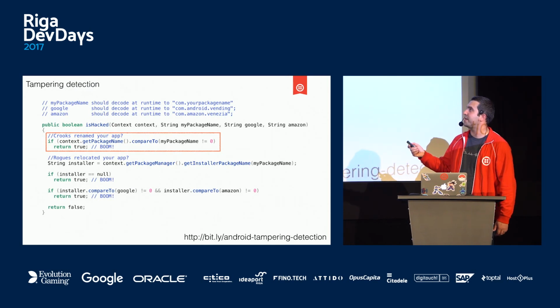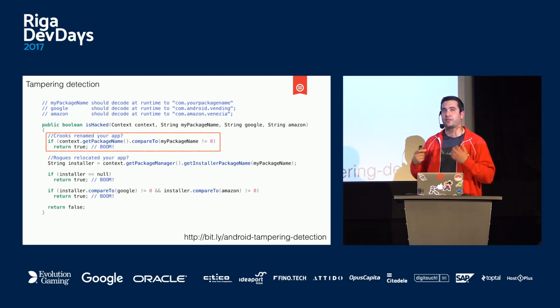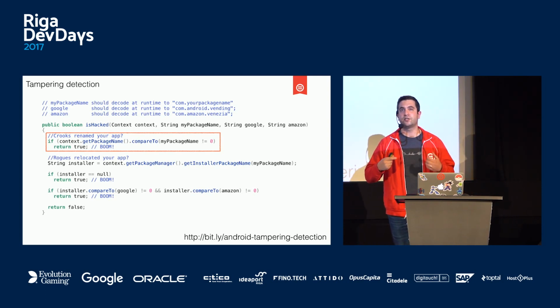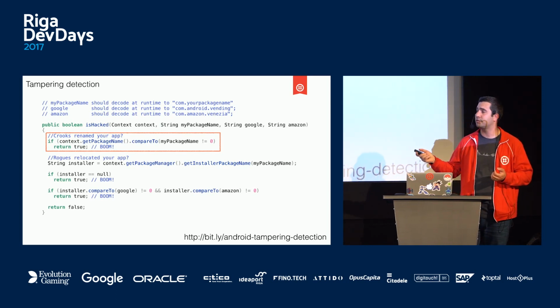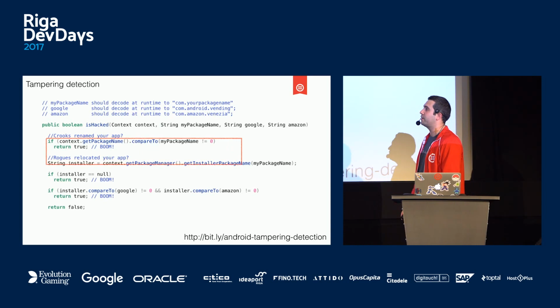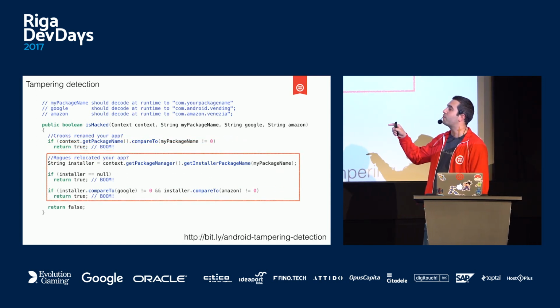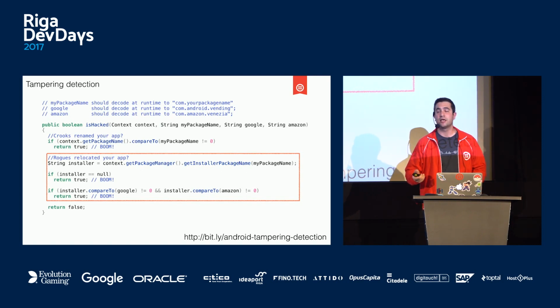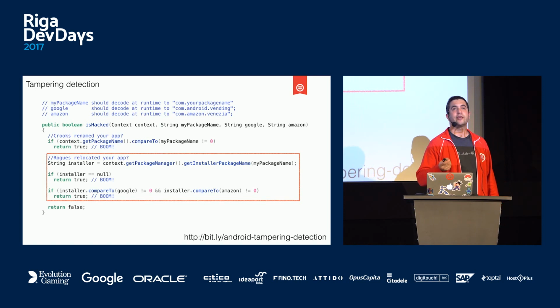So tampering detection is basically checking whether, in this case, the package name has been changed. If the package name is not the same as my app, someone actually recompiled it, then you can tell the user, hey, you shouldn't continue. There are other things you can do as well, like check whether the application was downloaded from certain markets. So I'm checking for Google here, and I'm checking for Amazon, which are the markets I use.